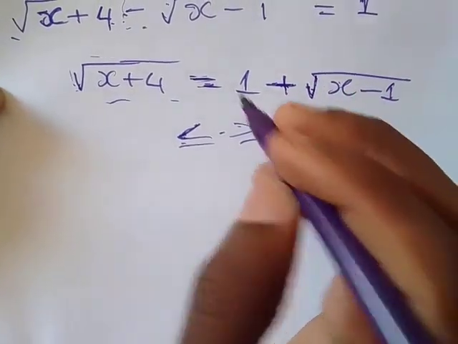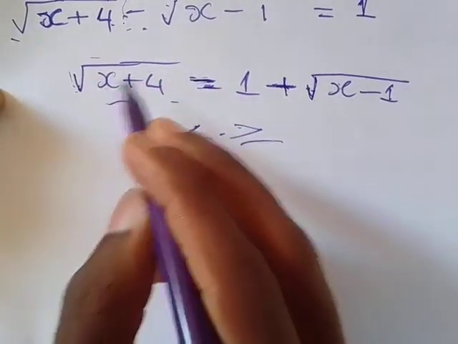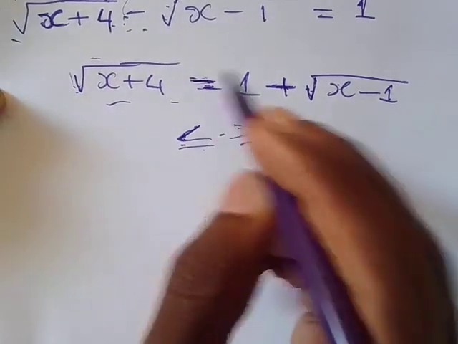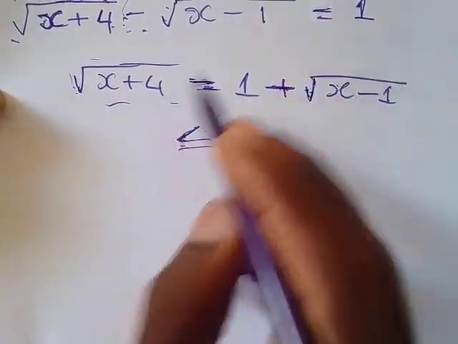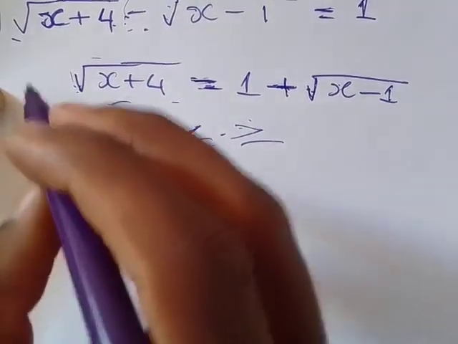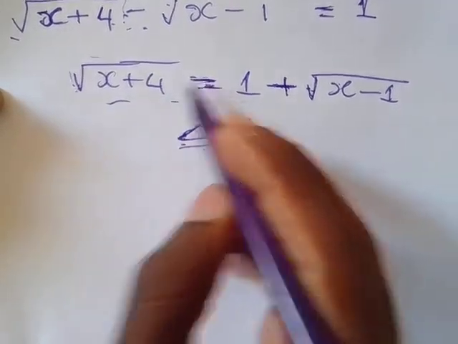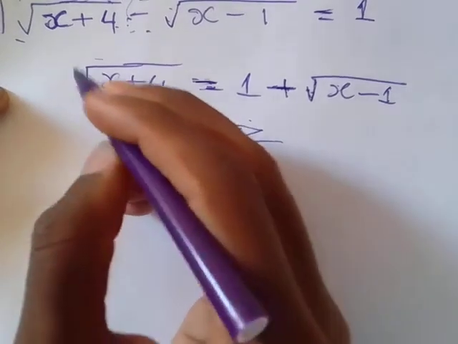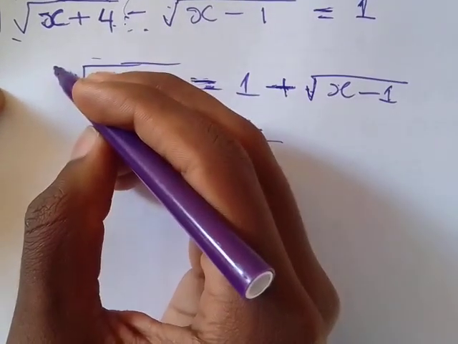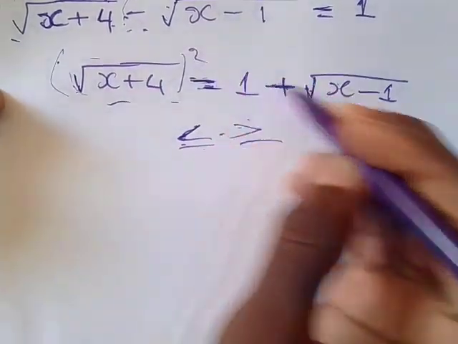In the case where there is an equal sign, you need to be careful before you start doing what I'm about to do. You need to check: is there an equal sign? If there's an equal sign and not any of these, you proceed with what I'm doing, because you only do this if there's an equal sign here. So if there is only a square root on one side, what do you do? You square both sides.